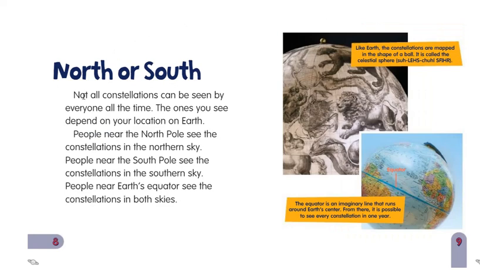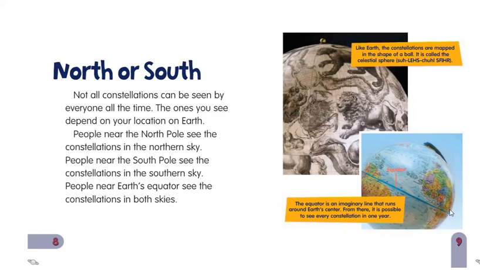North or south? Not all constellations can be seen by everyone all the time. The ones you see depend on your location on Earth. People near the North Pole see the constellations in the northern sky. But people near the South Pole see the constellations in the southern sky. People near Earth's equator, in the middle, see the constellations in both skies.